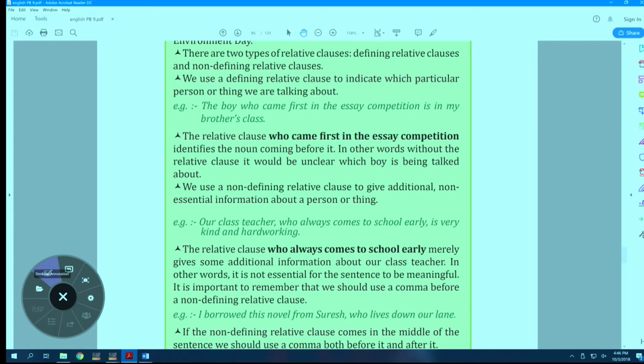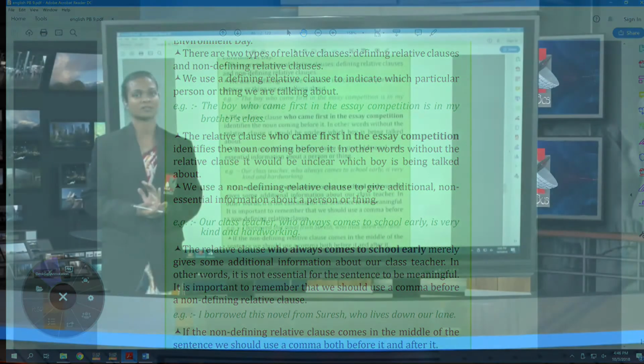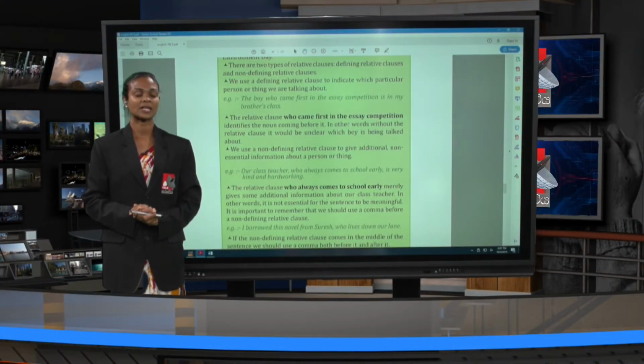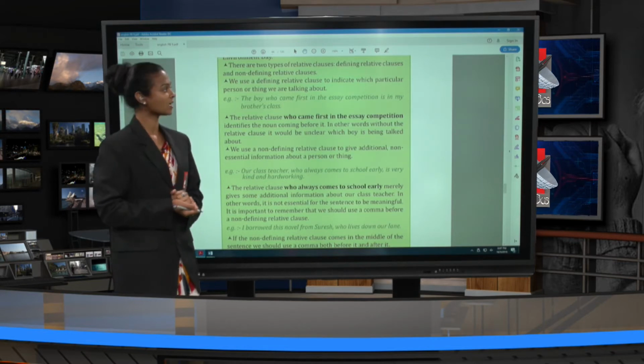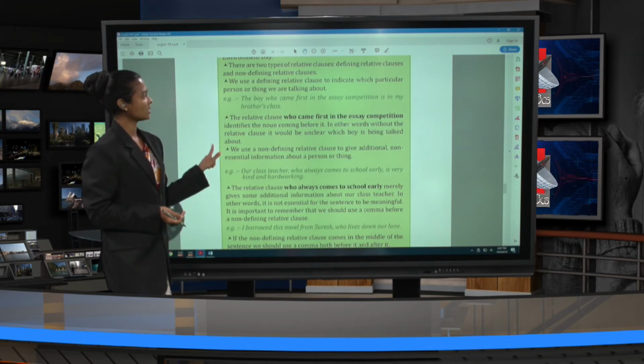Right? ආකාර දෙකක් තියෙනවා. We use a defining relative clause to indicate which particular person or thing we are talking about. Defining එකේදී අපි අනිවාර්යයෙන්ම indicate කරනවා relative pronoun එක දාලා අපි කාවද මොකක්ද විස්තර කරන්න කියලා. ඒ relative pronoun එක නැතුව the sentence become meaningless. අර්ථයක් නැති දෙයක් වෙනවා. See the example.